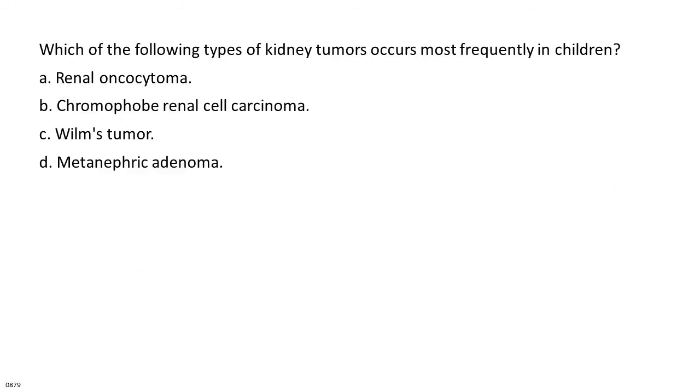Which of the following types of kidney tumors occurs most frequently in children? A. Renal oncocytoma. B. Chromophobe renal cell carcinoma. C. Wilms tumor. D. Metanephric adenoma.